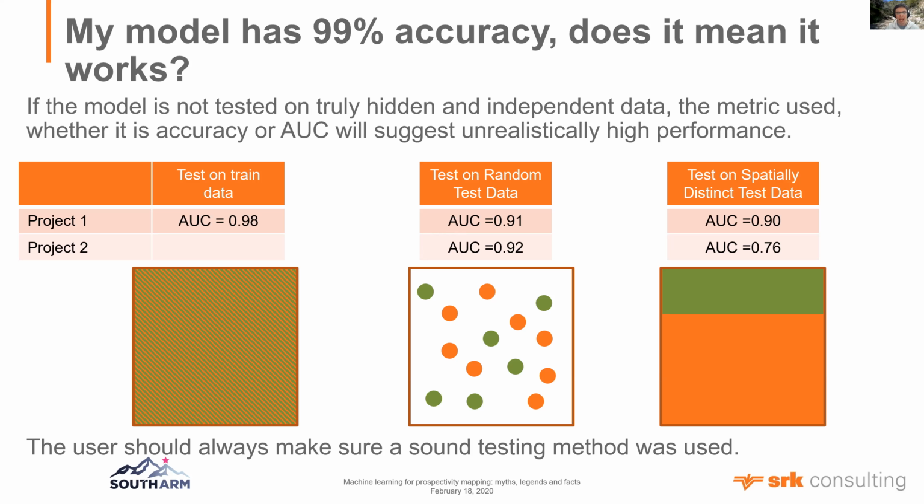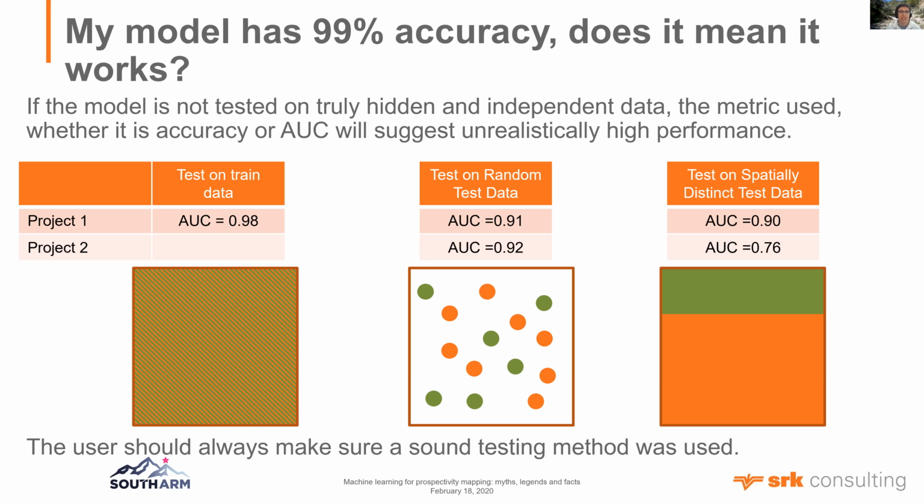And finally, I've tested on spatially distinct test data. So this time I've cut my map in two. I've trained my algorithm on one part of the map and tested it on the other part of the map. And you can see the AUC score is a little bit lower for project 1 and significantly lower for project 2. So what happens is that usually deposits are clustered. And if you take one deposit from a cluster for training and the other deposit from the same cluster for testing, the algorithm will have learned very well to map deposits within this cluster. Doesn't mean it will be able to find a new cluster of deposits, which is usually what we want to do in exploration.